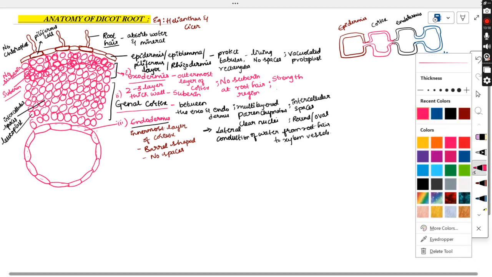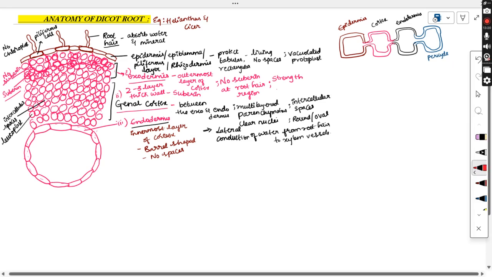As we are discussing this structure, the endodermis we drew here will have one type of specialized thickening in its cell wall. These thickenings are actually of the materials lignin as well as suberin. So these ligno-suberized thickenings are called Casparian strips, or Casparian thickenings. These are found in the endodermis region.